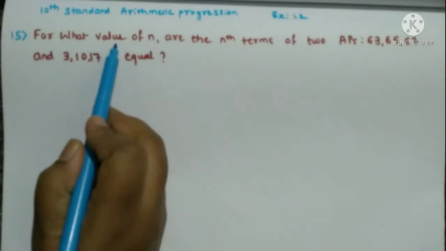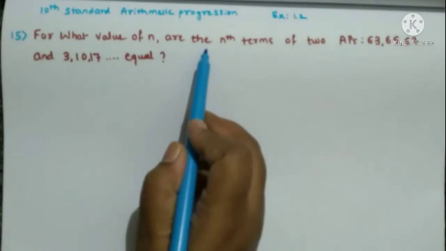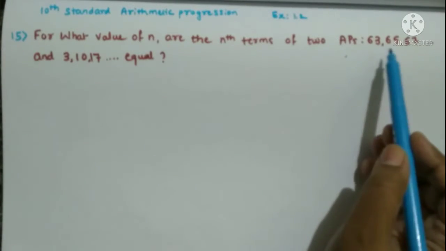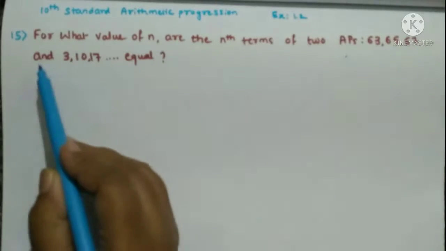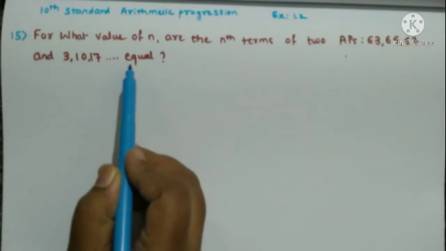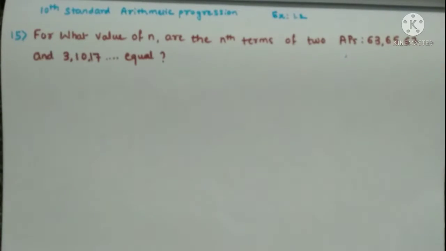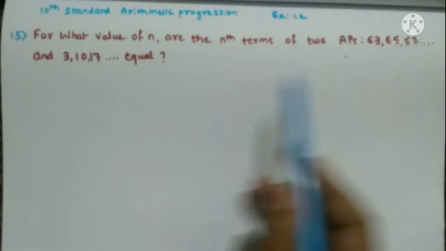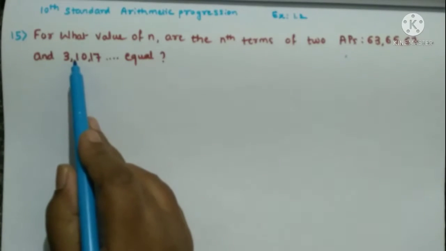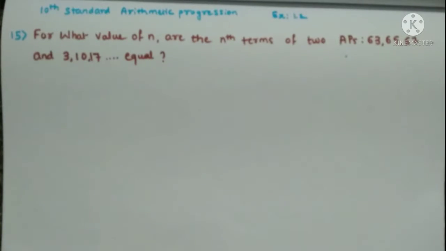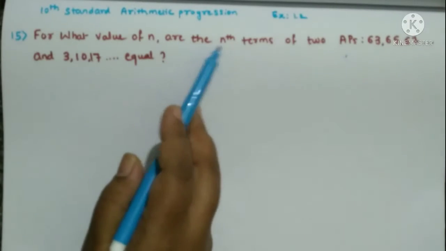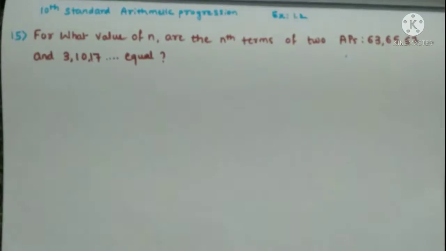For what value of n are the nth terms of two APs 63, 65, 67 and 3, 10, 17 equal? Here they have given two APs. One is 63, 65, 67 and one more is 3, 10, 17. They are asking for what value of n the nth terms of the two APs are equal.